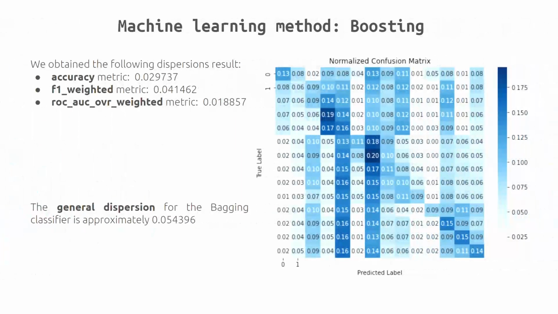Next, we will consider the boosting machine learning method. Here we can see the results on the slide. We also created a normalized confusion matrix. Here we can see the accuracy for each class is very low, very small in contrast to the previous matrices.